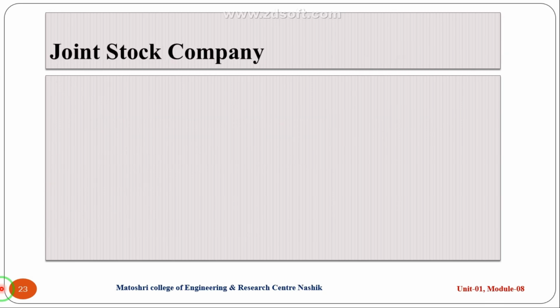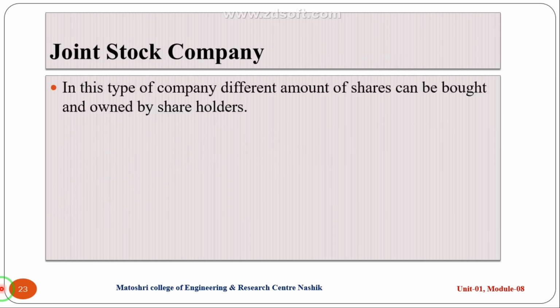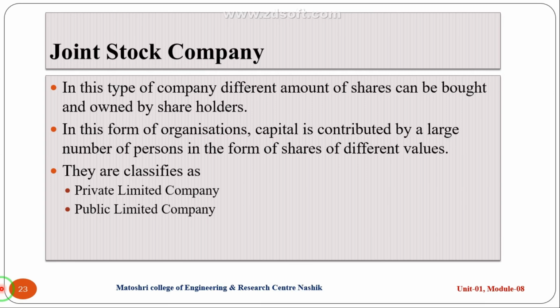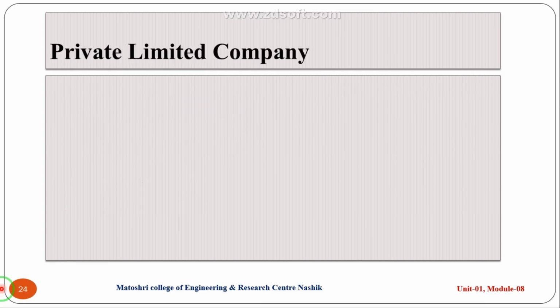Now, talking about a joint stock company. In this type of company, different amounts of shares can be bought or owned by shareholders. So in this form of organization, the capital is contributed by a large number of persons in the form of shares of different values. They are classified as private limited company and public limited company.